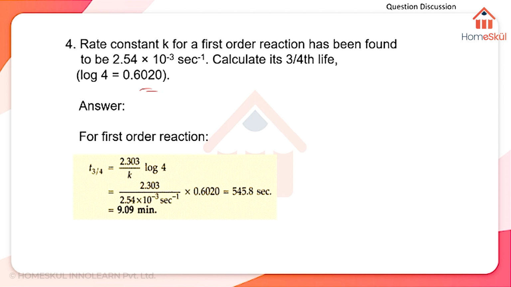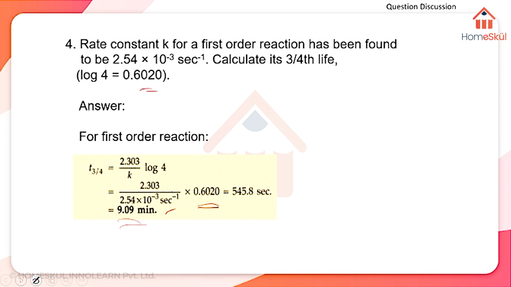For a first order reaction, the time is equal to 2.303 by K log 4. So here, substitute the value for K. K is 2.54 into 10 raised to minus 3, and log 4, you will get this value. Just substitute the values and you get 9.09 minutes. It's a very direct question. This is how we calculate the 3/4 life of a chemical reaction.